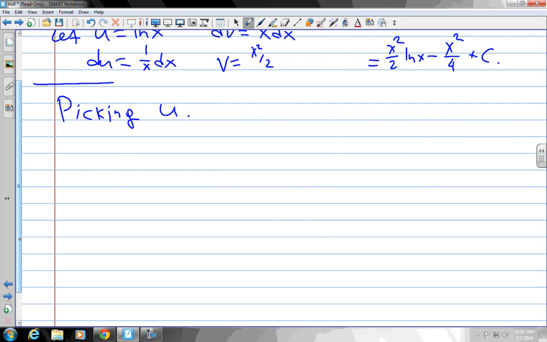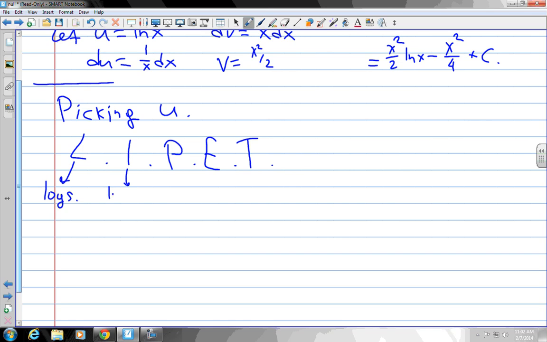There's an abbreviation that you should know: LIPET, whatever that means. Is that a word? No? Okay, it's a word now. It helps you to pick your u, and this is basically the hierarchy of choosing u. L stands for logs. If you see a logarithmic function, that's your u, because that's the worst thing to have for dv, because integrating logs is awfully painful. So the logs are the first option for your u. If you have a list of functions which contains the logarithm, log is your u.